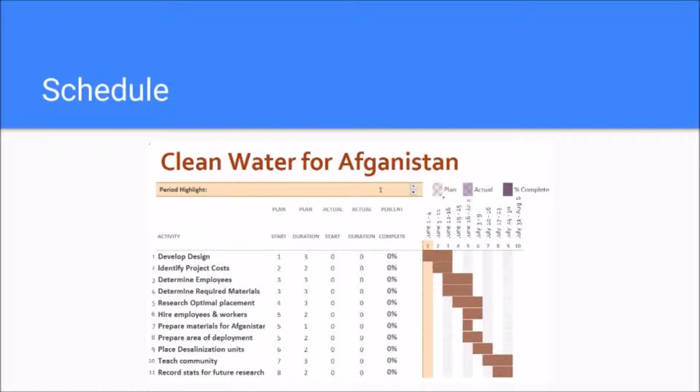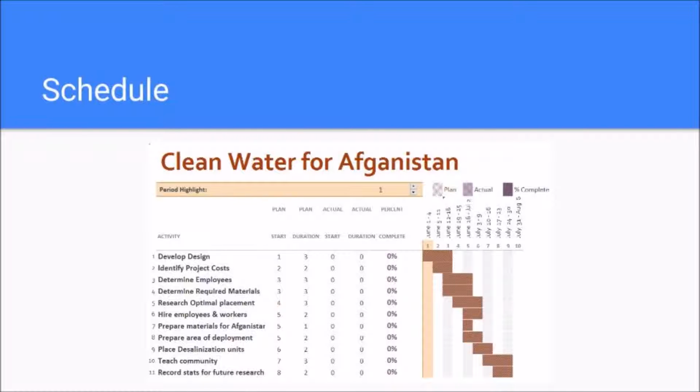The fifth step is to research the optimal placement, which will be done in 3 weeks. The sixth step is to hire the required employees and workers, which will be done in 2 weeks. The seventh step is to prepare the required materials for deployment in Afghanistan, which will be done in 1 week. The eighth step is to prepare the area for deployment, which will be done in 2 weeks.